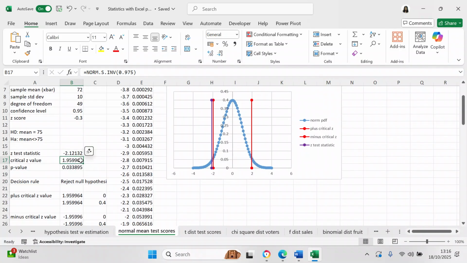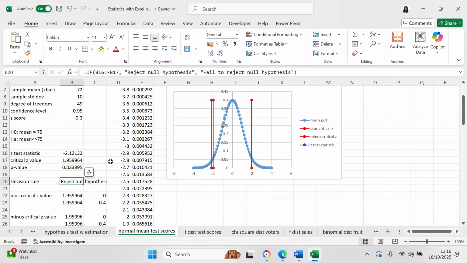Critical value is 1.95 because it's NORM.S.INV of 0.975. And the reason why is you have a confidence level of 95, so you've got 2.5 percent on the one side and 2.5 percent on the other side. That gives you 0.975. And your p-value is 0.03395.